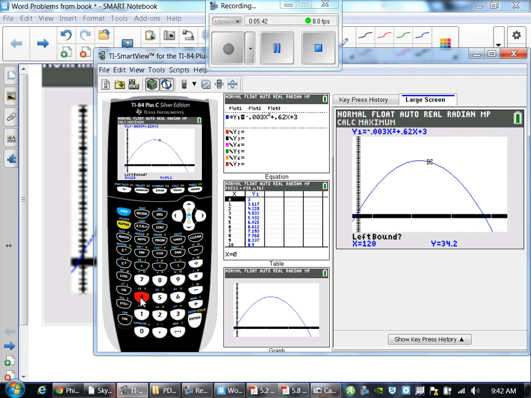So, to the left of where it looks like it's the tallest spot. That's all it is. The formula was negative 0.003x squared plus 0.62x plus 3. What do you have for that? For this one, change the window to a 50 max on the y and a 250 max on the x.